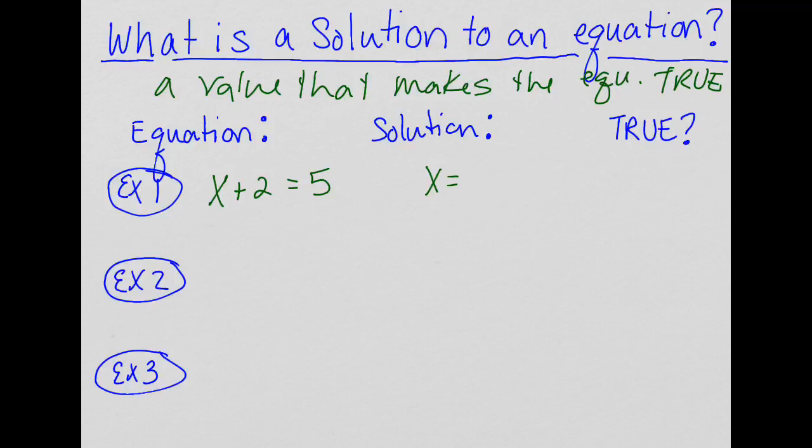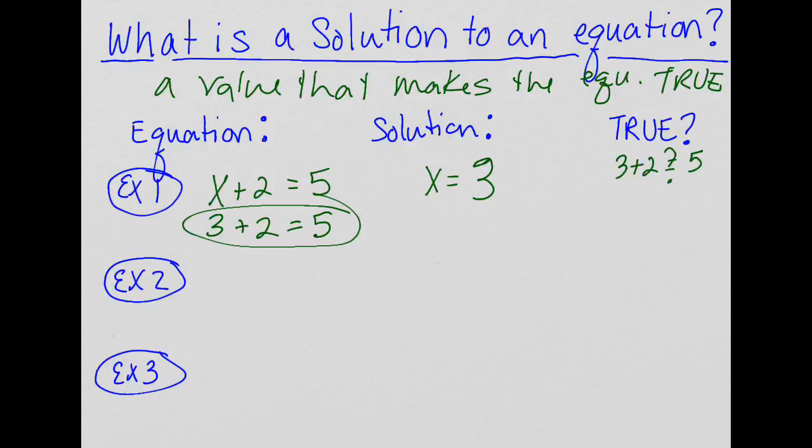Most of us can do this in our head and say, I know 3 plus 2 equals 5. So 3 is my solution. The way to know if that truly is a solution is to do what I did here and substitute it in. So 3 plus 2, and my question is, does it equal 5? 3 plus 2 is 5. 5 does equal 5. So this equation is true, so this is the solution.